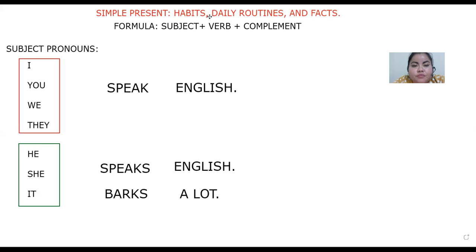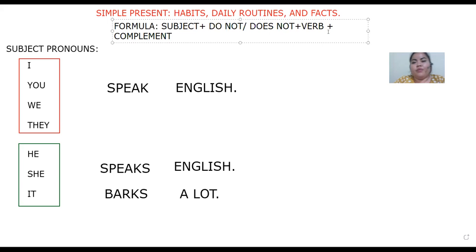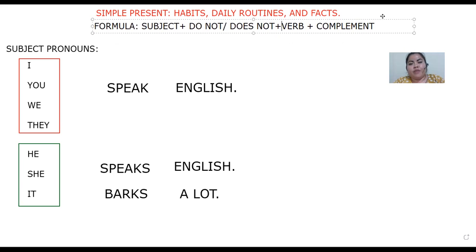Ya la tenemos. Ahora. We have this. We have the same things. So we just go to the formula. Right? And we're going to use subject plus negative form. Do not, or does not, plus the verb, plus complement. Aquí ya la fórmula la estamos cambiando. Estamos utilizando este auxiliar. Do not, or does not. Este auxiliar nos va a decir a nosotros la forma negativa de la oración. Okay. Do not, and does not. This is representative, the negative in the sentence.